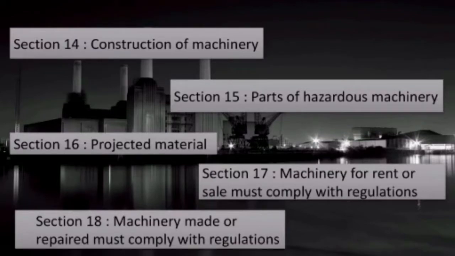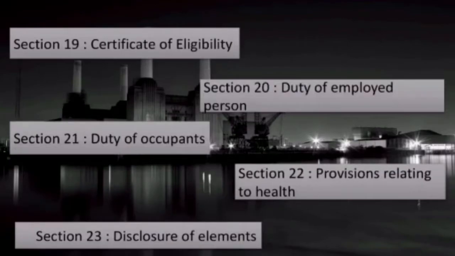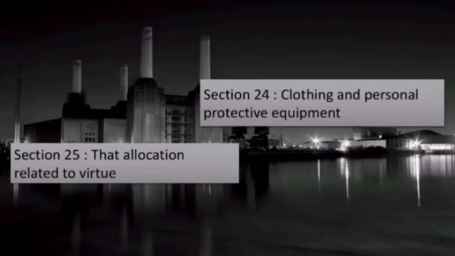Section 18 is machinery made or repaired must comply with regulations. Section 19 is certificates of eligibility. Section 20 is duty of employed person. Section 21 is duty of occupants. Section 22 is provisions relating to health. Section 23 is disclosure of elements. Section 24 is clothing and personal protective equipment. Section 25 is allocations related to virtue.